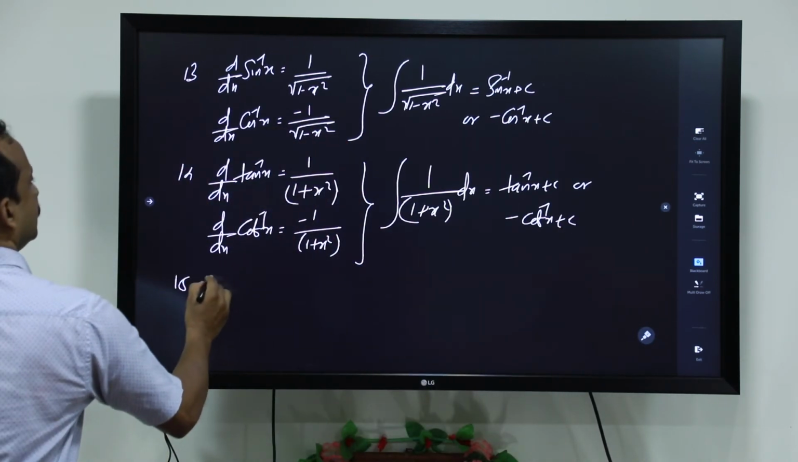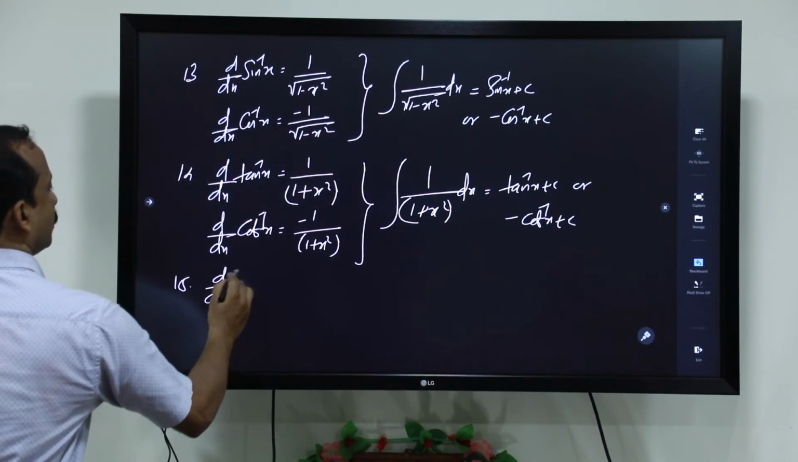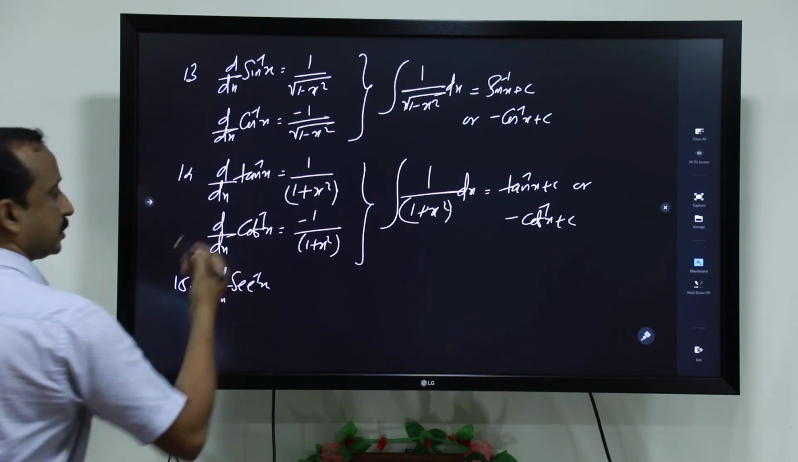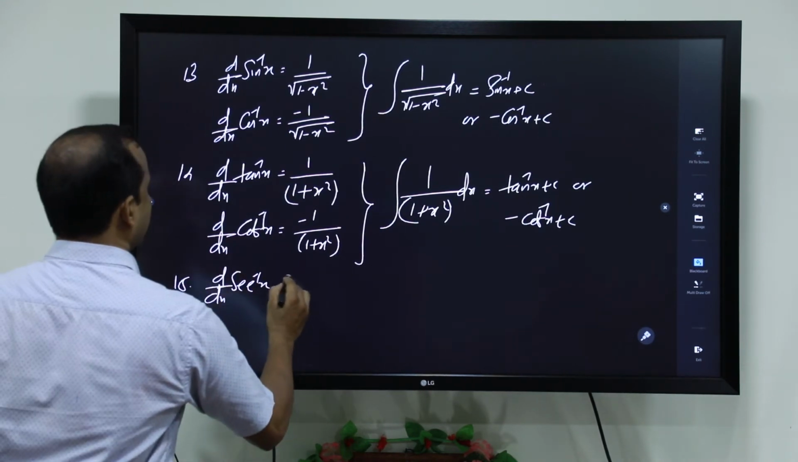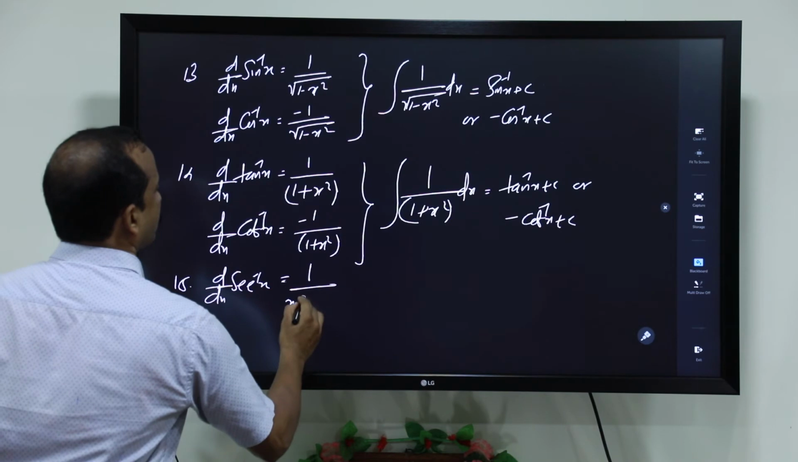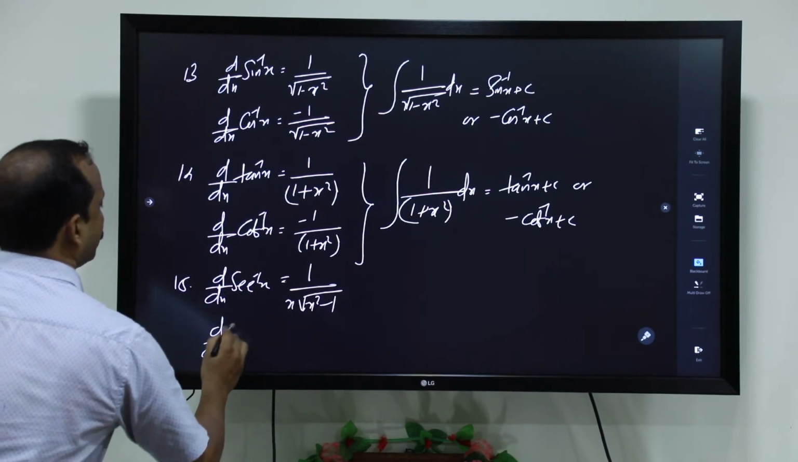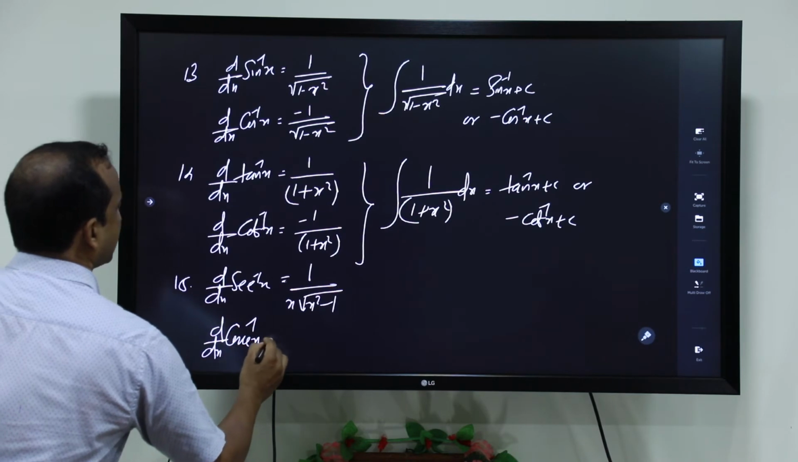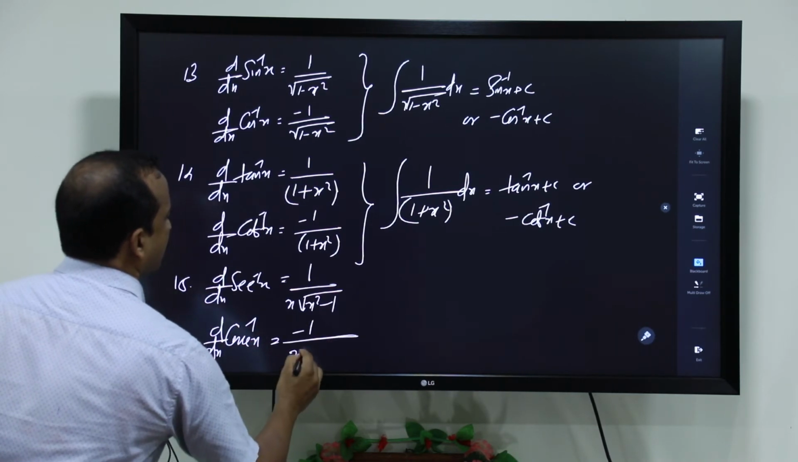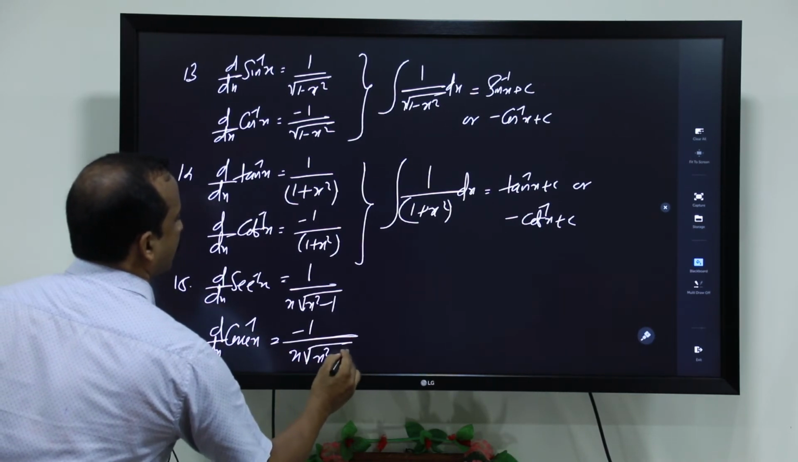And last, d by dx of sec inverse x. Answer is 1 by x into root of x square minus 1, and d by dx of cosec inverse x, answer is minus 1 by x into root of x square minus 1.